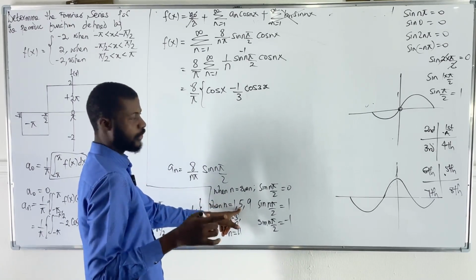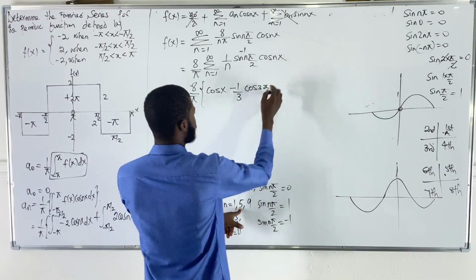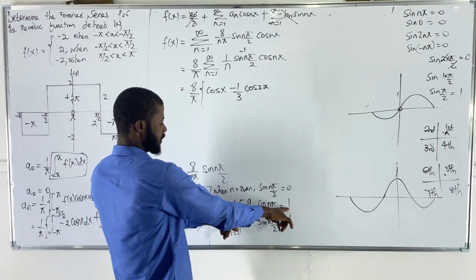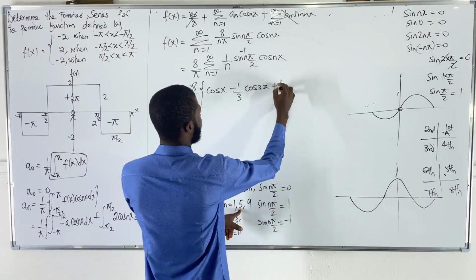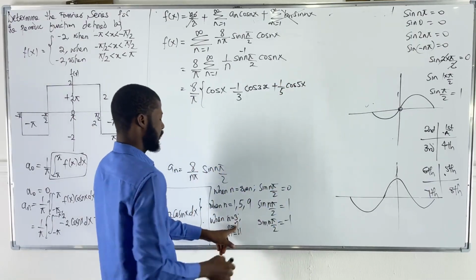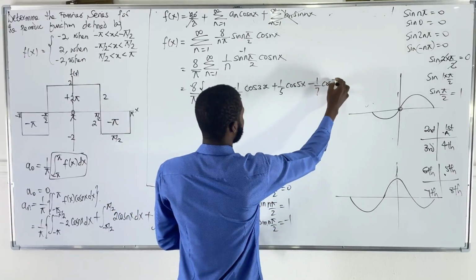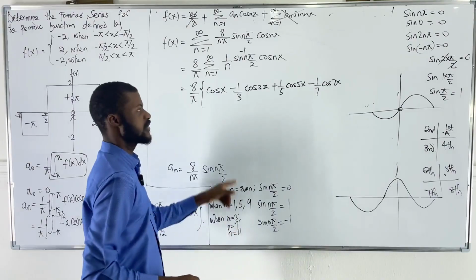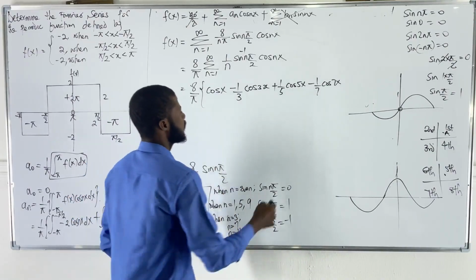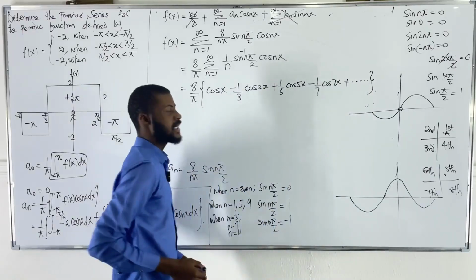So the next one will be 5. Remember, you cannot do 4, because when it's 4, it's going to be even. So 5. Now for 5 it is positive, right? So this will be plus 1 over 5 cos 5x. Next one is 7. 7 is negative. So this will be minus 1 over 7 cos 7x. Sometimes you just notice that it actually follows a pattern. And just like that, this will be the answer.